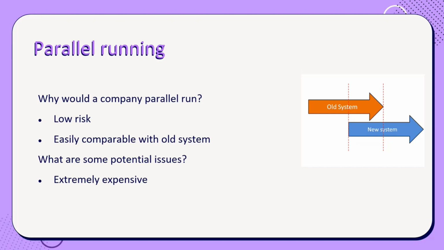And then we have the direct changeover or big bang, which is when a company goes straight overnight from an old system to a new system. This is the easiest one in theory because it takes minimal time and effort, and it's also very cheap because all you have to do is get the new system and implement it.